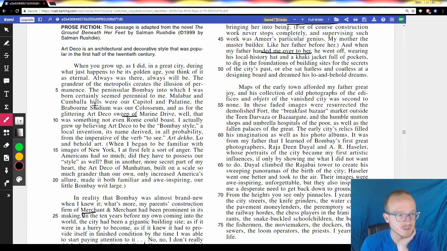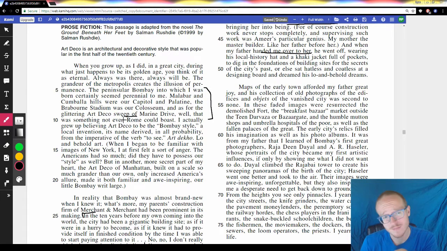The Malabar and Kumbala Hills were our Capitol and Palatine, the Braebourne Stadium was our Coliseum, and as for the glittering Art Deco sweep of Marine Drive, well, that was something not even Rome could boast. So maybe you're not exactly sure what he's using the word sweep to mean here. But notice that they're talking about all these nice little architectural things, right? The grandeur of the metropolis, all these places like Capitol and Palatine. So they're drawing these allusions to Rome, right? He's saying these are places that are just as impressive as the architectural structures of Rome.